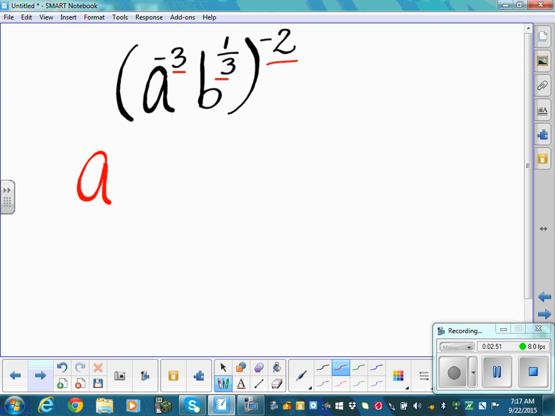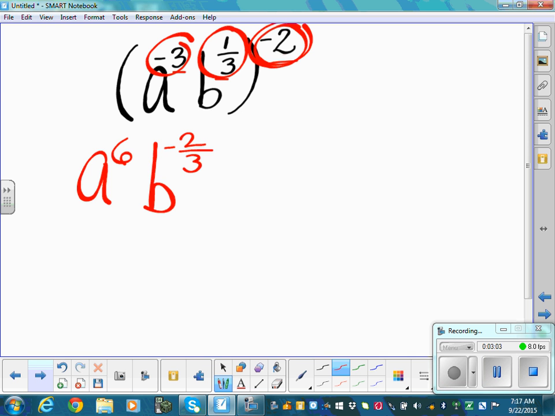Okay, so we have negative 3 times negative 2, which is positive 6. And then positive 1/3 times negative 2 would be negative 2/3. Now, if you didn't know how to do that, you type it into your calculator, but you have to use parentheses like this: 1/3 times negative 2 in your calculator.